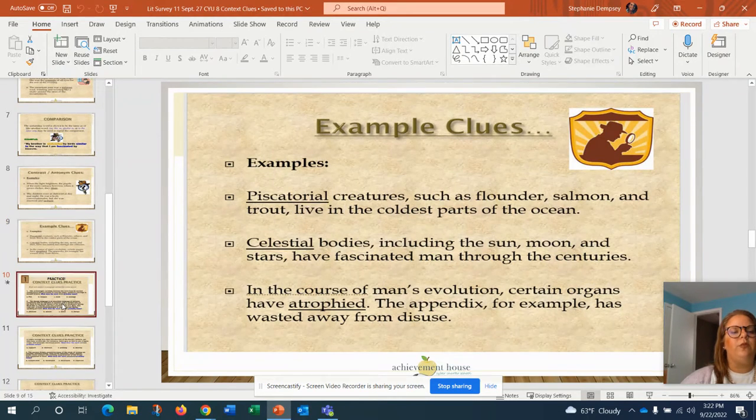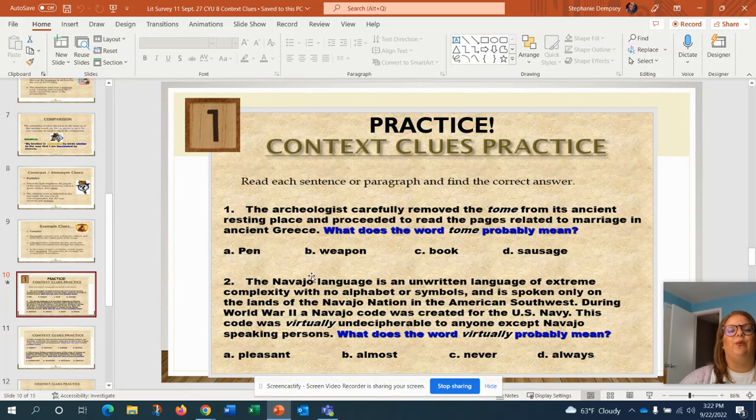All right, so let's do some practice. We're going to read each sentence and find the correct answer. The archaeologist carefully removed the tome from its ancient resting place and proceeded to read the pages related to marriage in ancient Greece. What does the word tome probably mean? Is it pen, weapon, book, or sausage? If I look at tome in its ancient resting place, proceeded to read the pages, my most likely word is book. If you're flipping through those pages, that's going to be a book that you're reading.